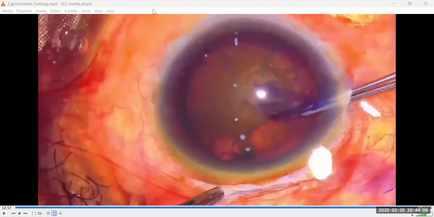So do we have questions, clarifications that I would like to make? Okay, somebody's asking a question already. How do you do a CCC with a calcified anterior capsule?